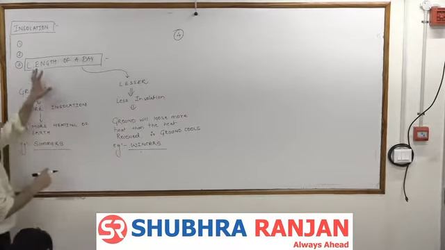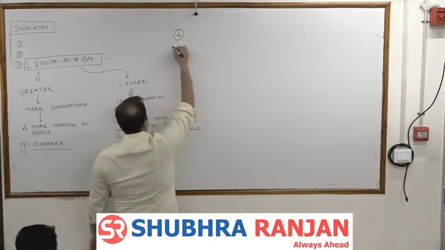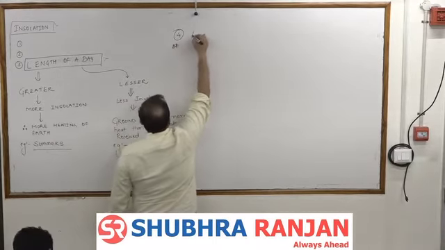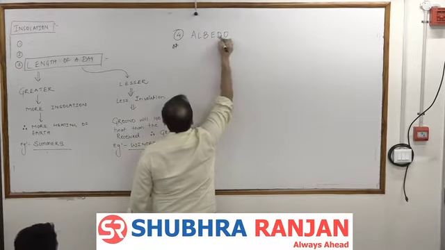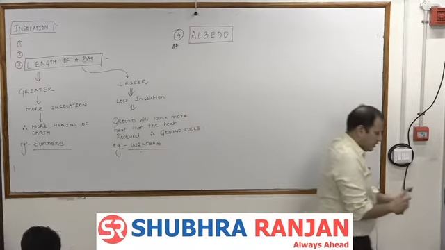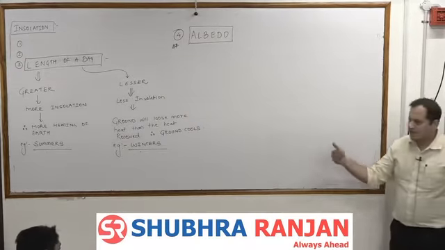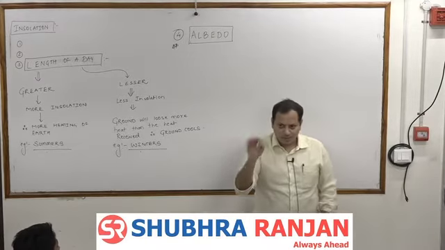So this is the third factor, and for our exam the most important factor is the albedo. The albedo. This is the word you must have heard frequently in the news also. Albedo of the earth is decreasing. So what is albedo?